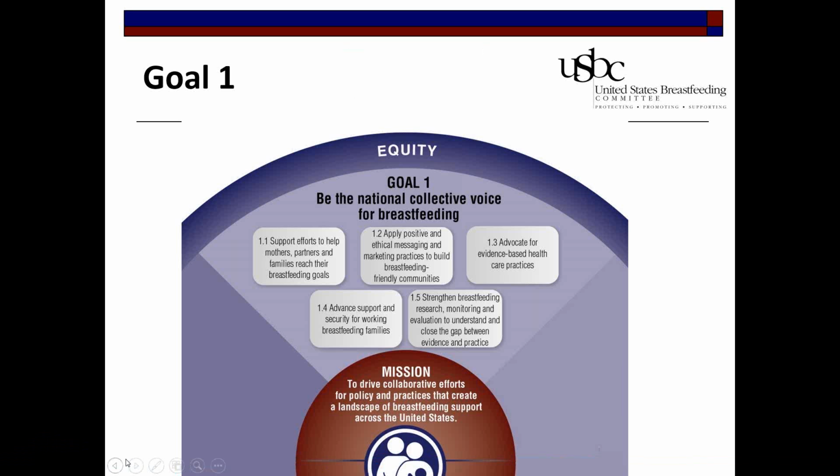So what we want to do is encourage all to use evidence-based practices in all their breastfeeding support. With using evidence-based practice, you advance the scientific support of breastfeeding, as well as mothers have the best care possible, and then that results in happy families and happy communities. So that is our goal one, to be the national voice for breastfeeding, and our sub-goals underneath that.